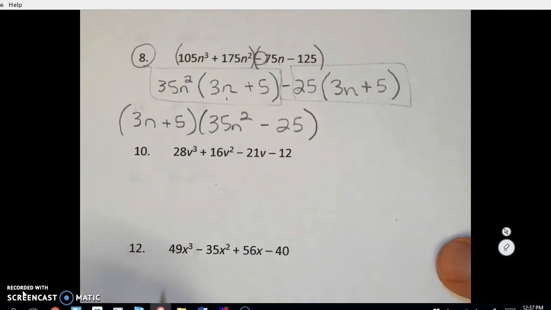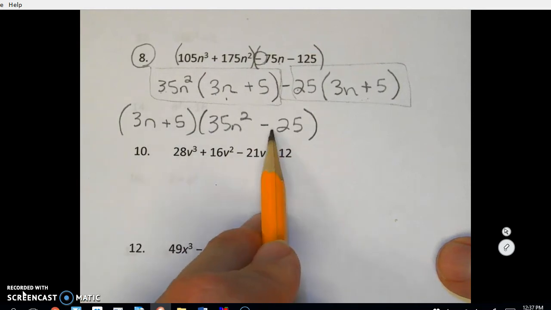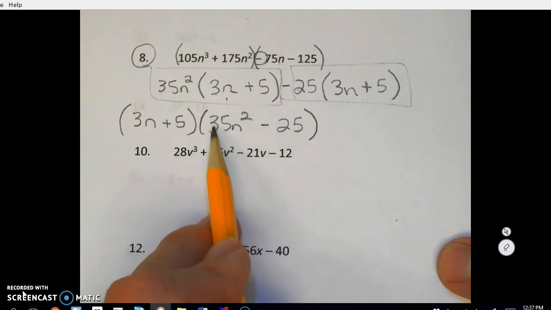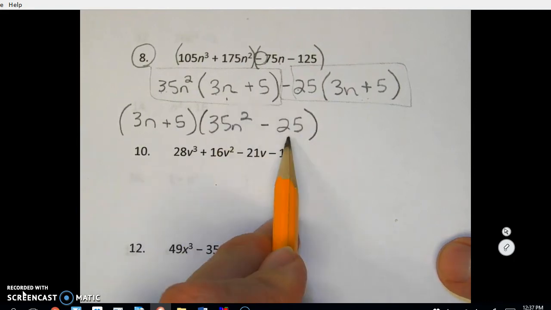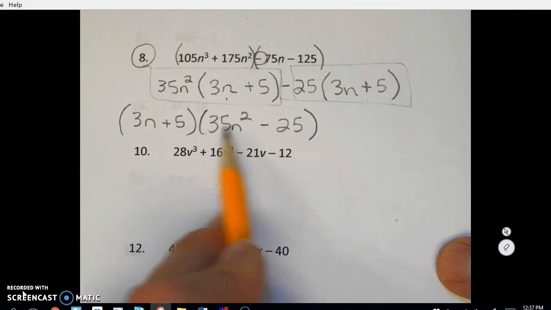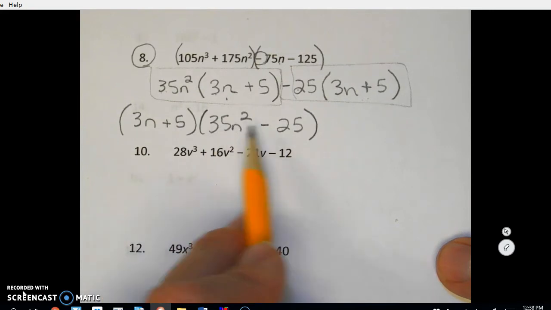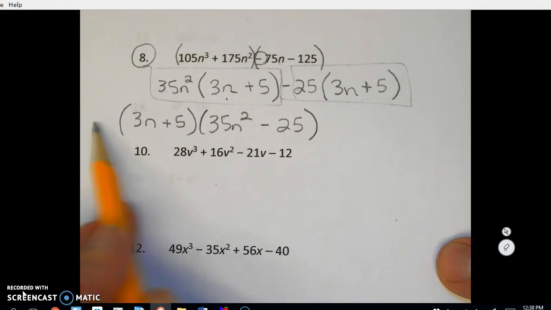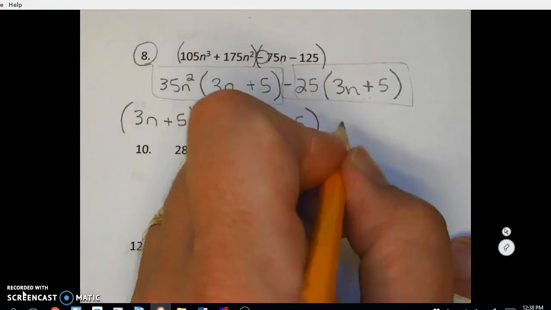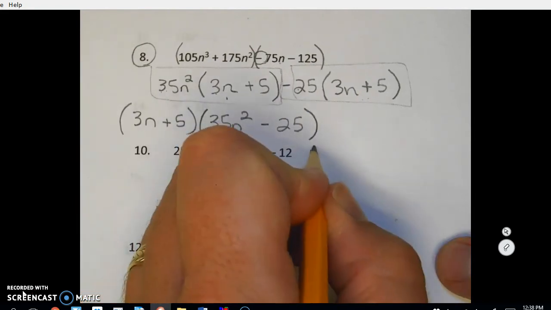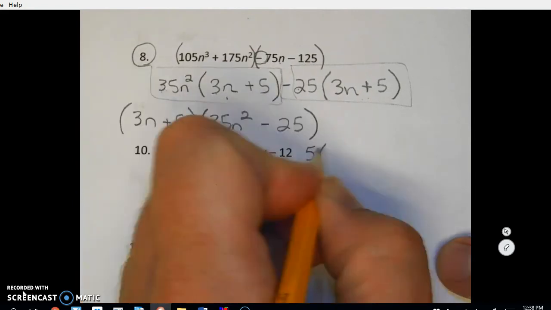Now at this point, you need to look at your factors to see if you can factor any farther. Okay? And you should notice that both of these terms, we could factor out a greatest common factor, which is 5. So we could factor 5 out of here. Now anytime you factor out a constant, we want to put it out front. So if I factor out a 5, I'm going to put it out front. Running out of room here, so I'm going to have 5, then the 3n plus 5.